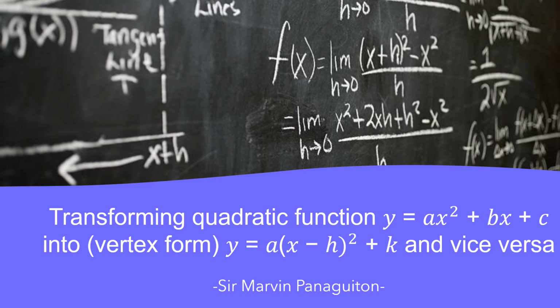Transforming quadratic function y is equal to ax squared plus bx plus c into vertex form. Y is equal to a times the quantity x minus h squared plus k and vice versa.